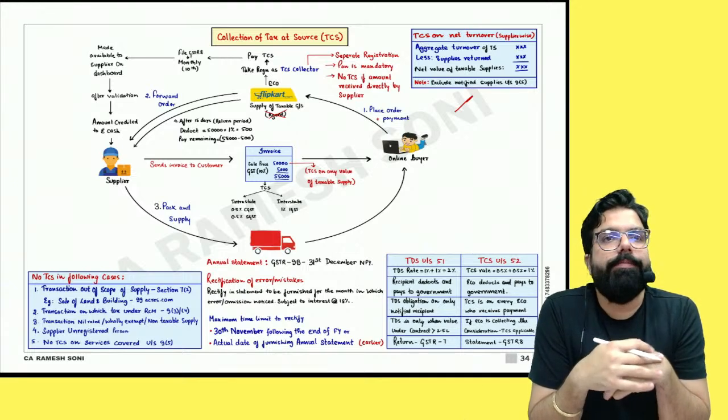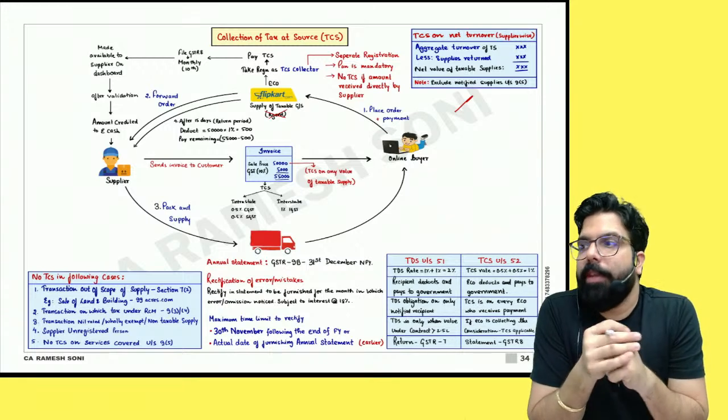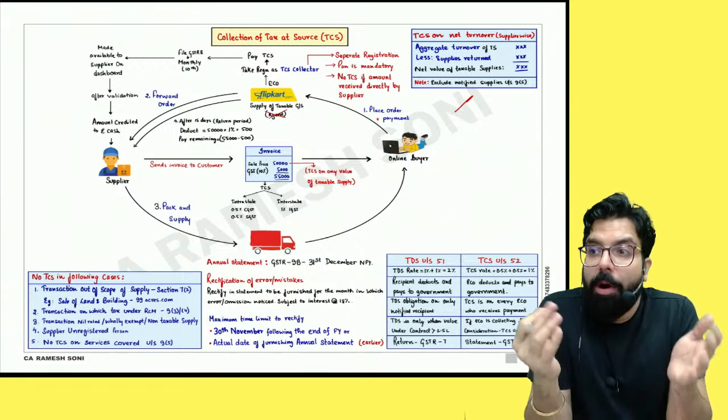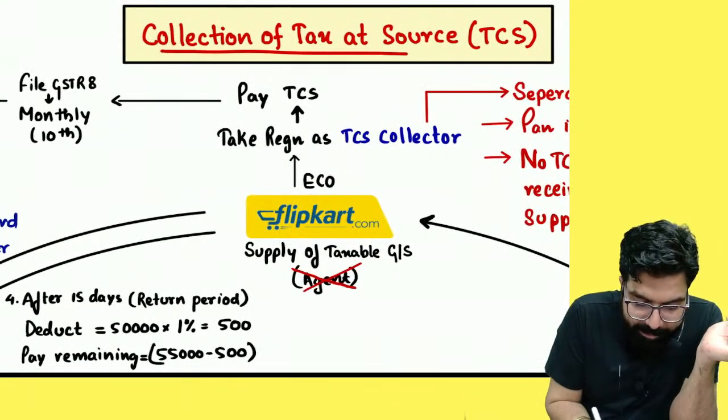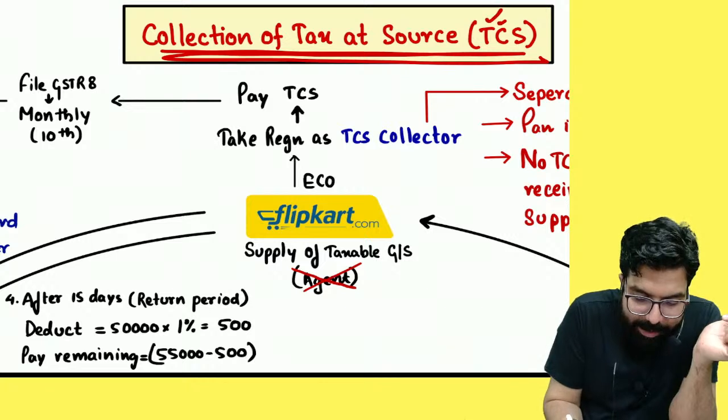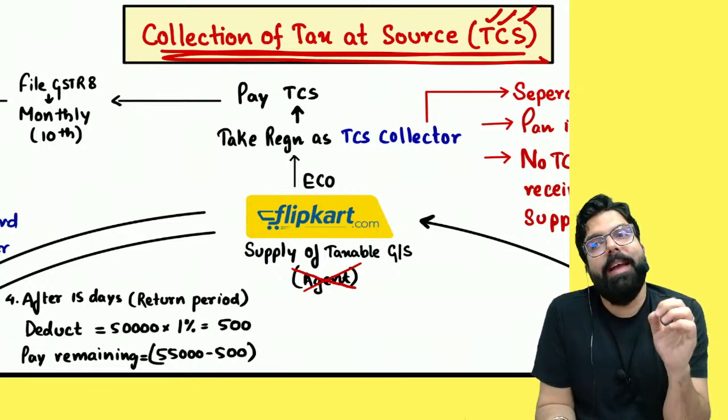Everyone over here now. TDS done. Now we are going to talk about TCS. Remember, TCS is basically collected by whom, everyone? Tax collected at source. TCS again is a tracking mechanism.